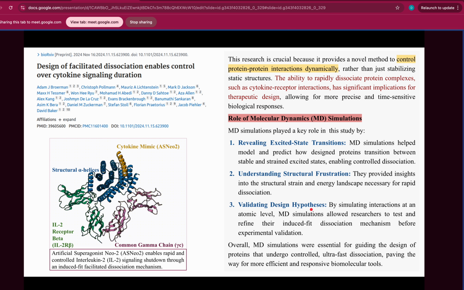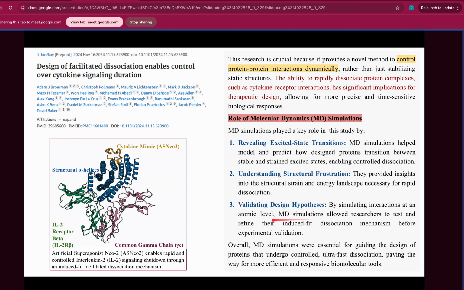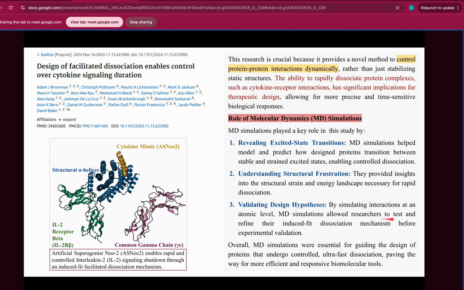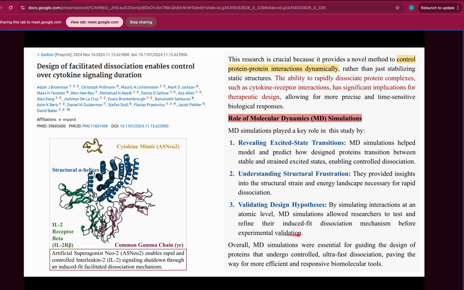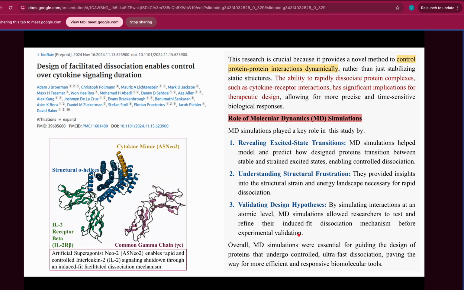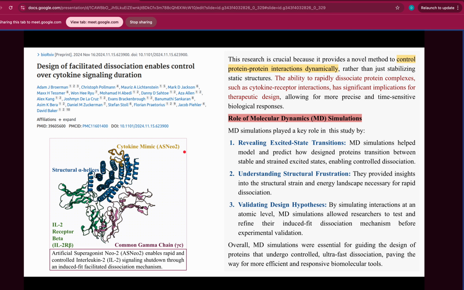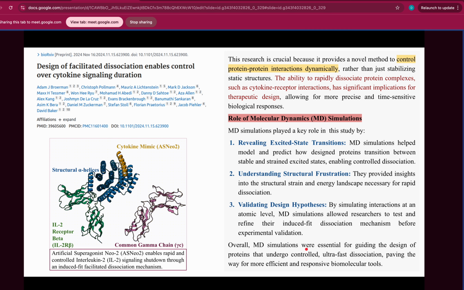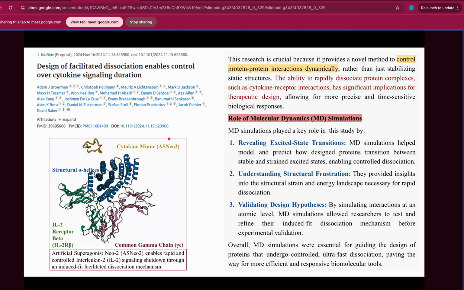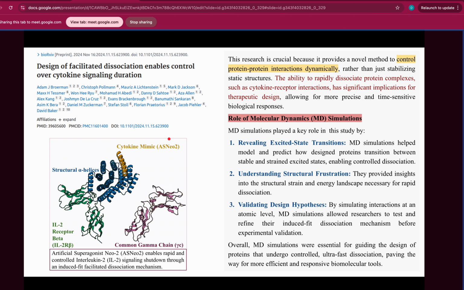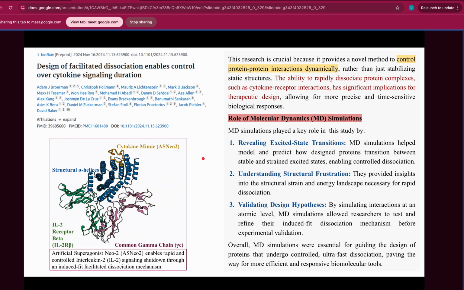Then validating design hypothesis. By simulating interactions at the atomic level, MD simulations allowed the researchers to test and refine their induced fit dissociation mechanism before experimental validation. As I was saying, instead of testing all the cytokine mimics in experimental conditions, we can shortlist some of the cytokine mimics which give better results in MD simulations. So overall, MD simulation can act as a guide to tell you which of these mimics can give better results, so that we can experimentally test them and later confirm our hypothesis.